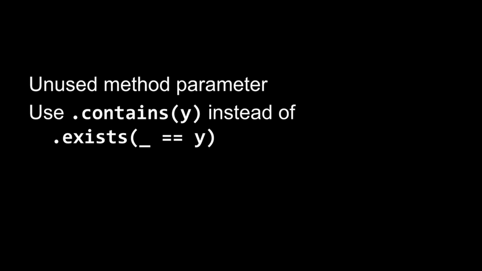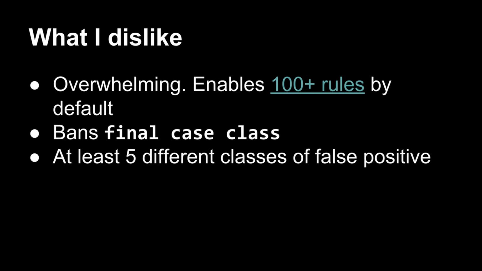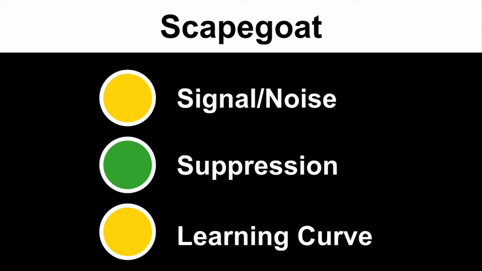So what I don't like about Scapegoat is that it just feels so overwhelming, and it has a few rules that I just disagree with. Like, I want to be able to say my case class is final in some cases, because usually it's not a great idea to inherit from a case class. I got quite a few different false positives when I tried it. So consequently, I say the signal to noise on this one is a little bit hard to deal with, because it did have some more noise. So Scapegoat's interesting. It wouldn't be my first choice, but I'm glad it exists.